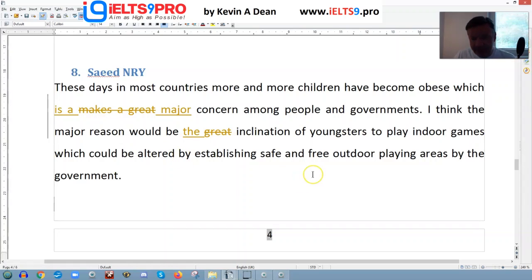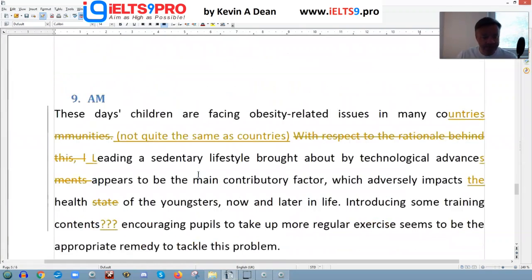By establishing safe and free outdoor playing areas by the government, or by the government establishing safe and free outdoor playing areas, or by the establishment of safe and free outdoor playing areas by the government. So that needs a slight reworking there.